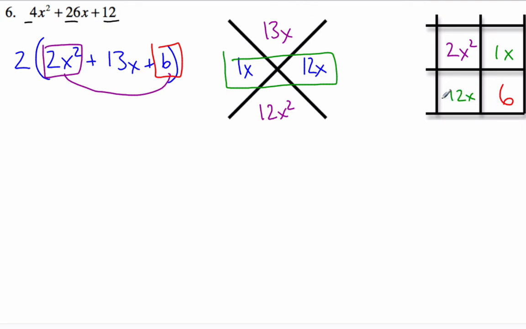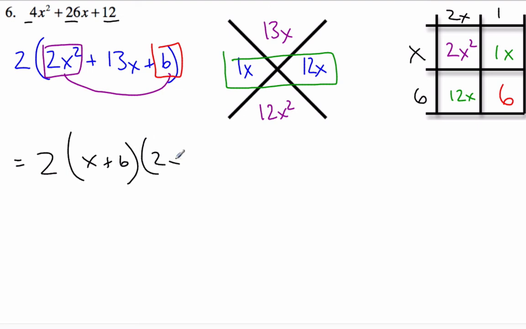Common factor between 12x and 6 is 6. Common factor between 2x squared and x is x. Common factor this way is 2x. Common factor here is 1. You always have to pull at least a 1 out. And so now I'm ready to put it together. I get a 2 parenthesis an x plus 6 and a 2x plus 1. And that is the factorization of 4x squared plus 26x plus 12.